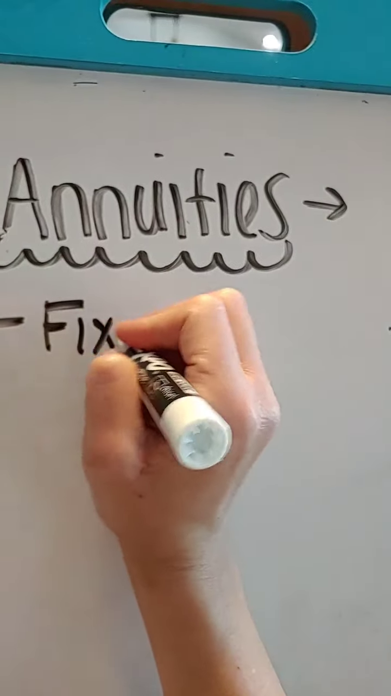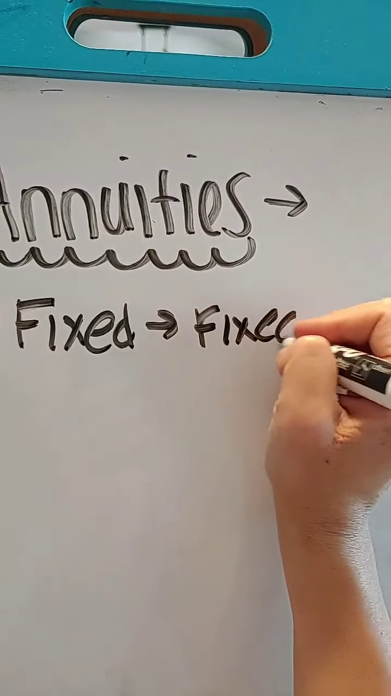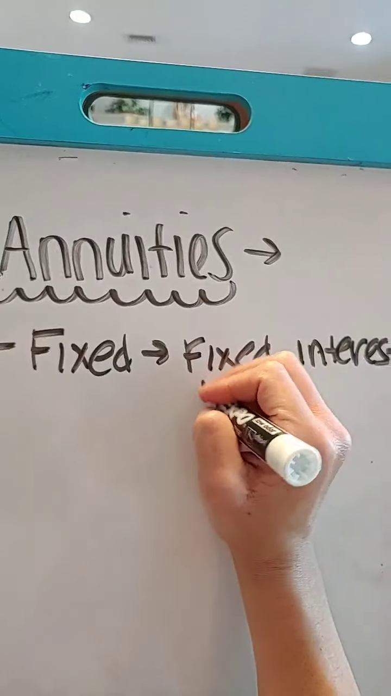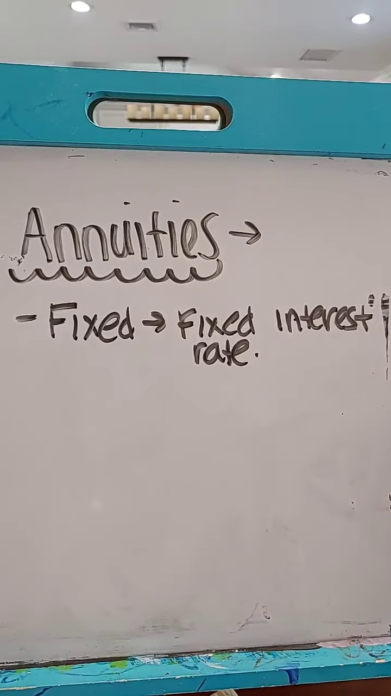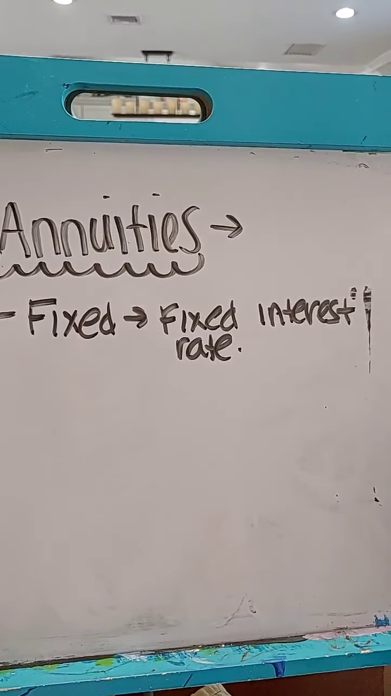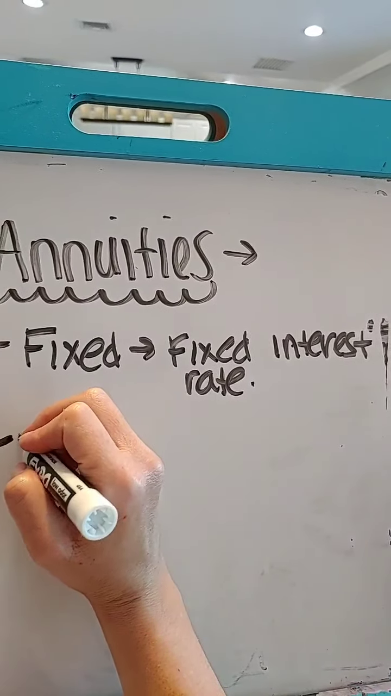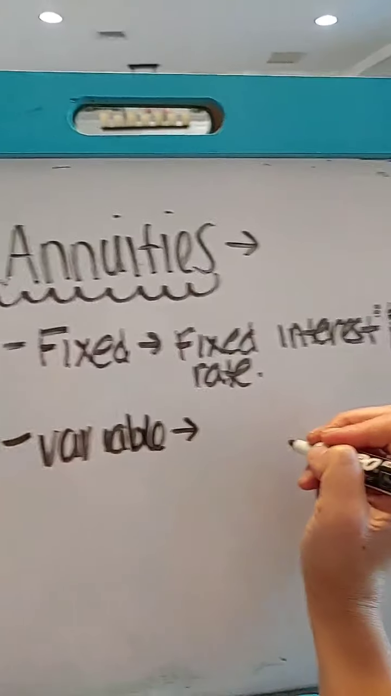So the first type of annuity you have is a fixed annuity. Your fixed annuity has a fixed interest rate. So your fixed interest rate means that whenever you start the annuity, the interest rate doesn't change. You're locked in for the life of the annuity. Then you have your variable annuity, which has an interest rate that varies.